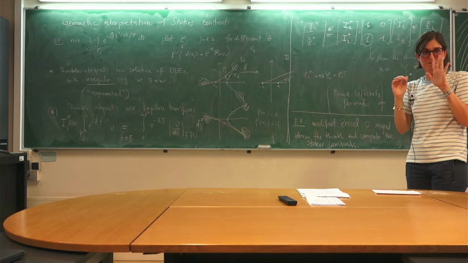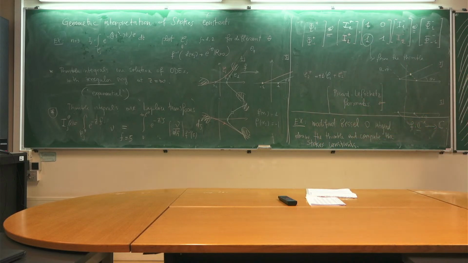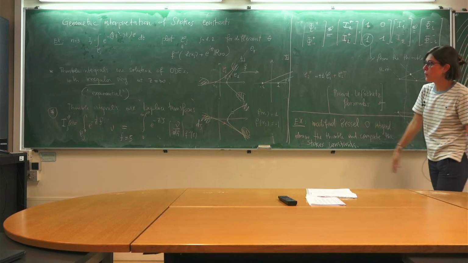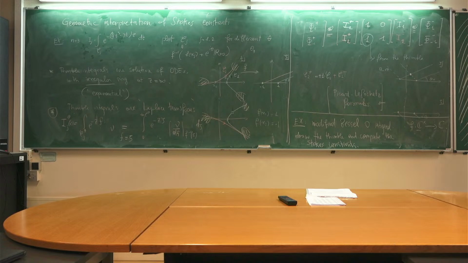Maybe I have 5 more minutes. Let me just ask if there are questions, and if it's clear how you can compute this number from looking at this integral and how the different pictures intersect. I don't know if it was too quick.